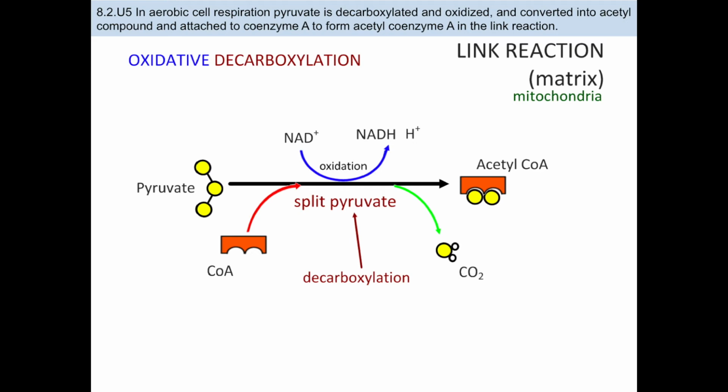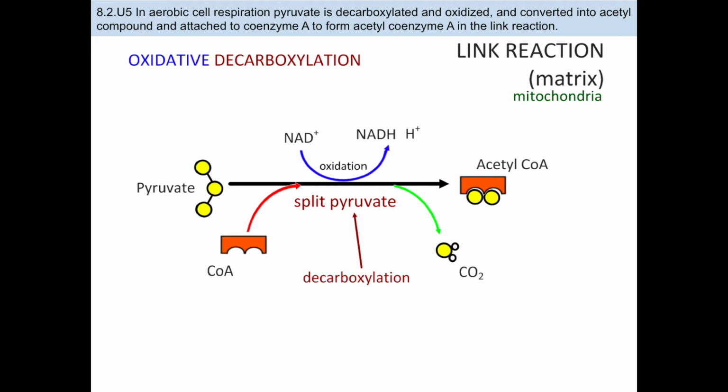Repeat. Pyruvate is oxidized. It's also decarboxylated, correct? So what are the products when it's oxidized and decarboxylated? Product is reduced NAD plus or NADH plus H plus, acetyl coenzyme A, and carbon dioxide. You want to put that in a sentence. Because pyruvate is oxidized and decarboxylated, it forms NADH plus H plus, acetyl coenzyme A, and carbon dioxide.